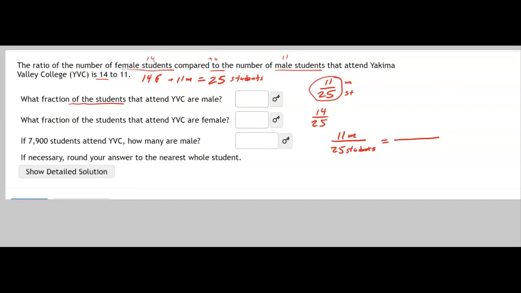And so our proportion needs to compare similar ratios. So here's a ratio: 11 males to 25 students. So I'll put the number of male students here out of the total number of students here. And it tells us that the total number of students is 7,900, and the number of male students is unknown. So once again, we'll use the means and extremes. We'll multiply 11 times 7,900, and that should be equal to 25 times x.